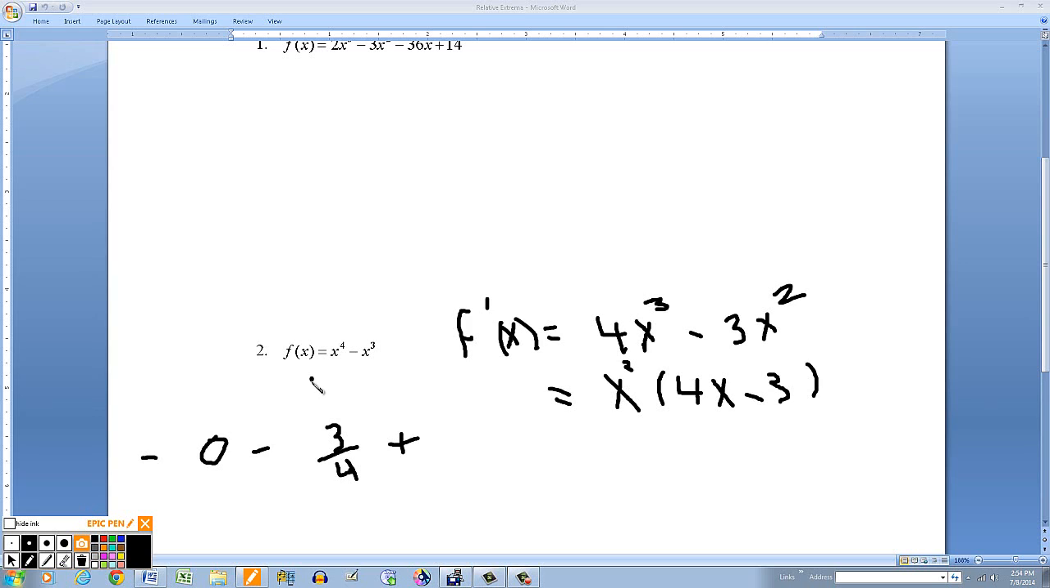So negative derivative means the graph is falling, and then it reaches a low point at 3/4, and then it changes sign to positive, so it loops this way. So there is a relative minimum at 3/4.